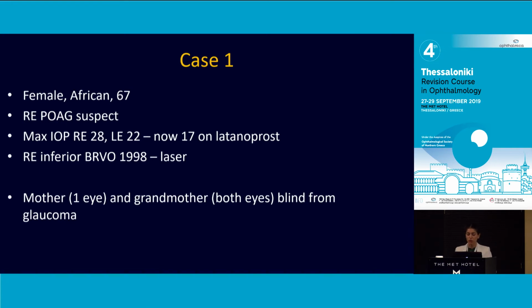Her maximum untreated pressures were 28 in the right eye and 22 in the left eye, and she has a good pressure on latanoprost. But she had a branch retinal vein occlusion in 1998, and she had laser for that. Her mother and grandmother had blindness from glaucoma. So this is a very high-risk patient.